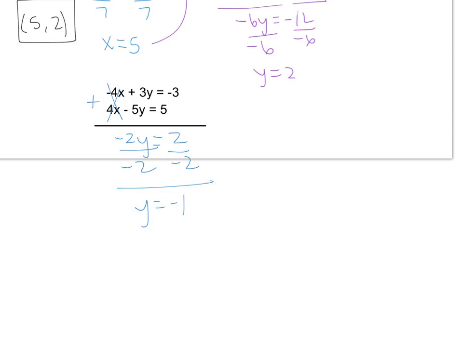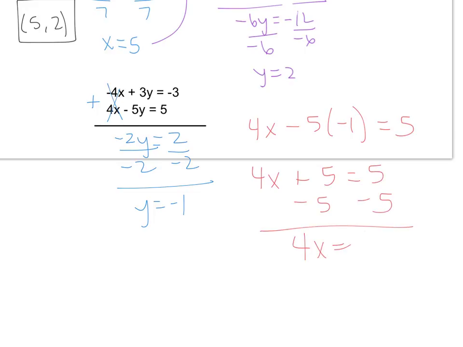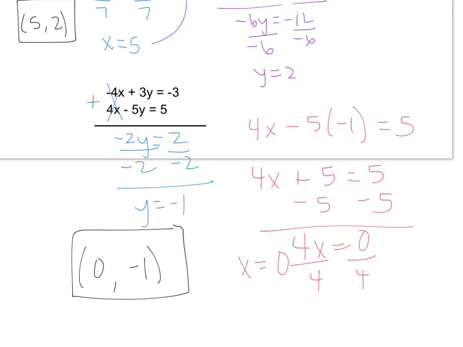Now I want to go ahead and plug that in for whichever equation perhaps looks easier, which I think will be the second equation. So I'll plug in a negative 1 for y and get 4x plus 5 equals 5. Subtract 5 and get 4x equals 0. So here x equals 0, so my final solution will be 0, negative 1. And again, if I plug in that solution to both equations for x and y, it should work out and it should fit because it is the solution to this system.